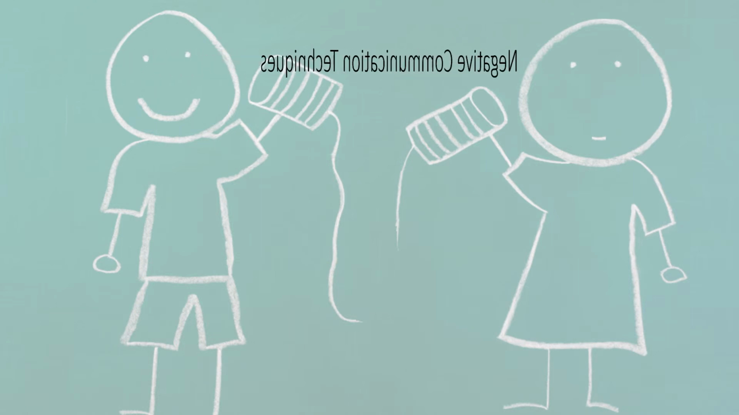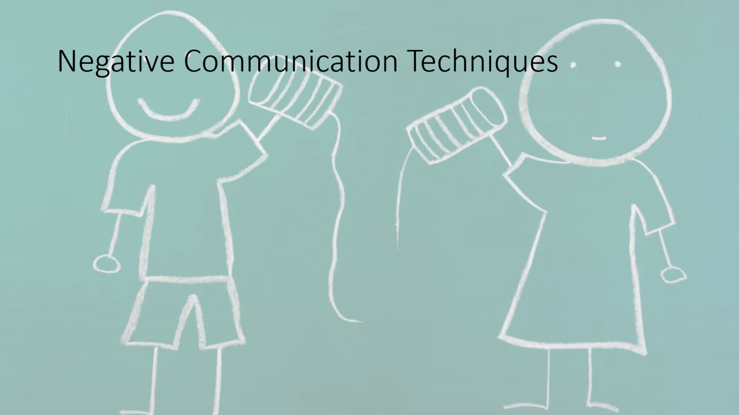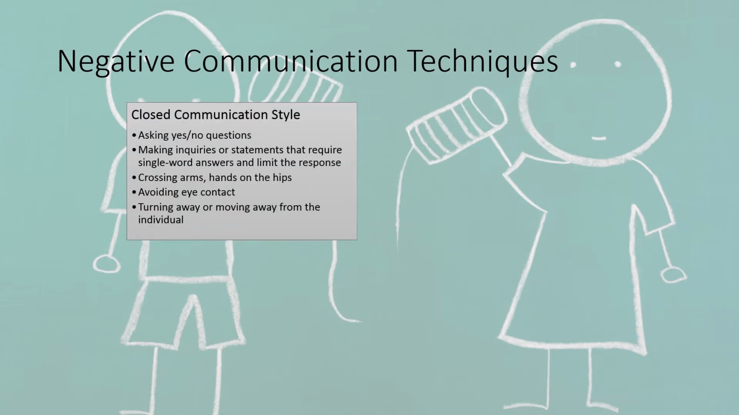We want to enhance our skills as a positive, effective communicator. To be able to do this, we also need to be aware of those negative communication techniques that can hinder or damage communication. These negative techniques are closed communication style, such as asking yes or no questions, making inquiries or statements that require single word answers and limit the response, crossing arms, hands on the hips, avoiding eye contact, or turning away or moving away from the individual.